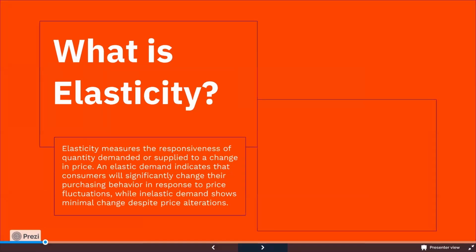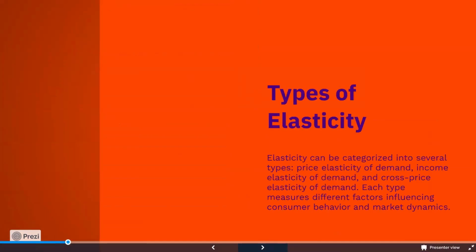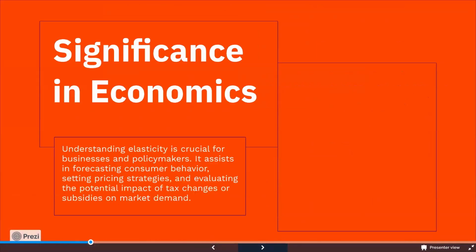What is elasticity? Elasticity measures the responsiveness of a quantity demanded or supplied to a change in price. An elastic demand indicates that consumers will significantly change their purchasing behavior in response to price fluctuations, while inelastic demand shows minimal change despite price alterations. Elasticity can be categorized into several types: price elasticity of demand, income elasticity of demand, and cross price elasticity of demand. Each type measures different factors influencing consumer behavior and market dynamics.